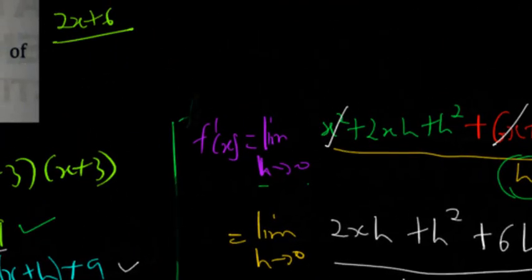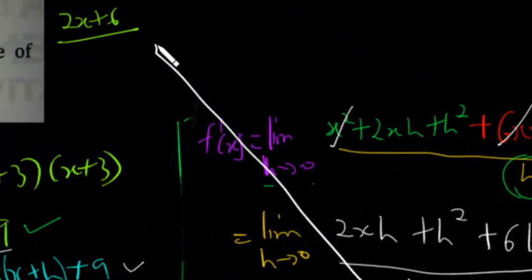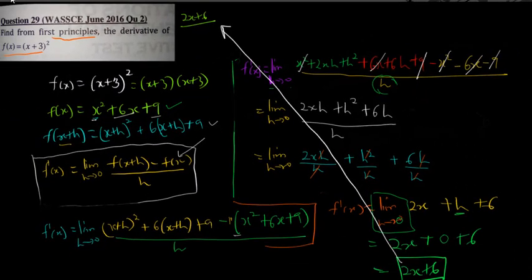So we have been able to prove what we initially differentiated normally. Initially we said the final answer has to be 2x plus 6, and of course the final answer we had is 2x plus 6. So that is how to differentiate from first principles.